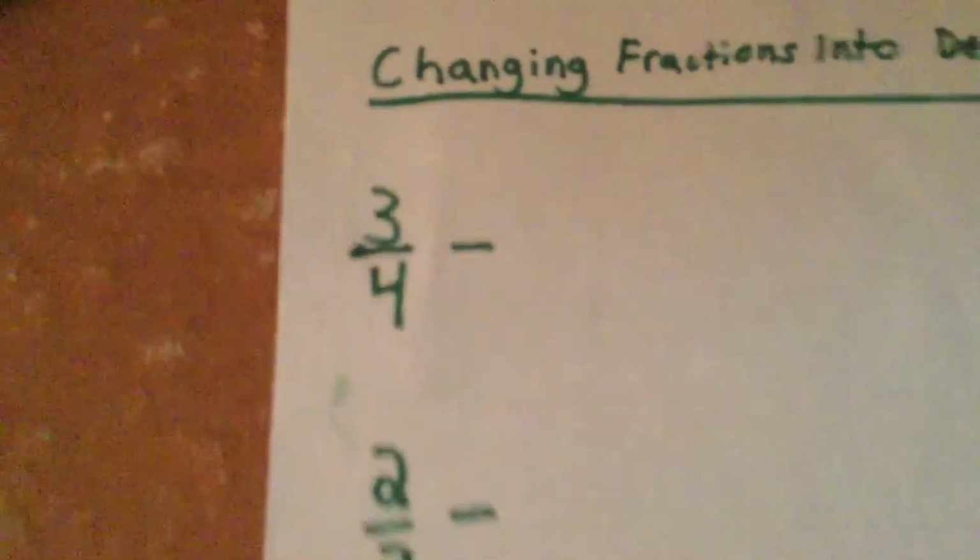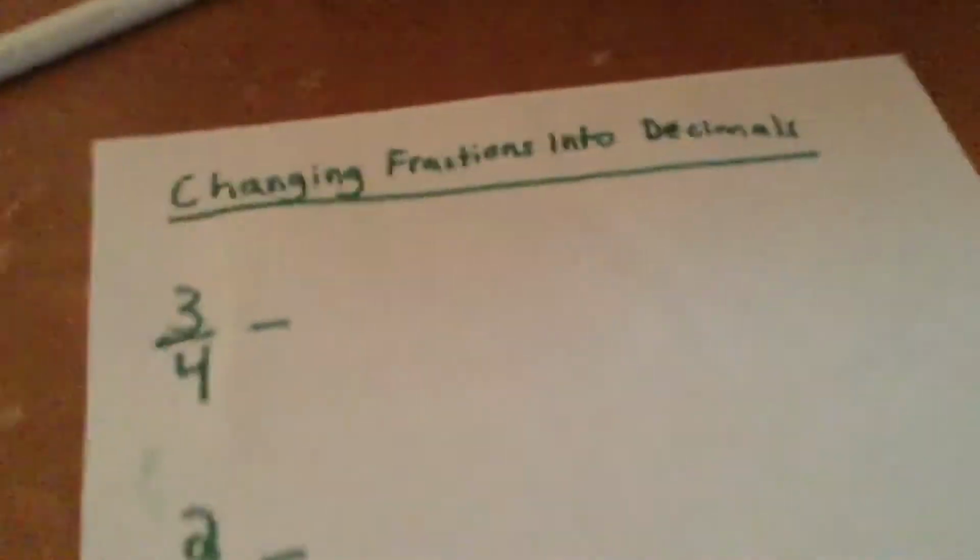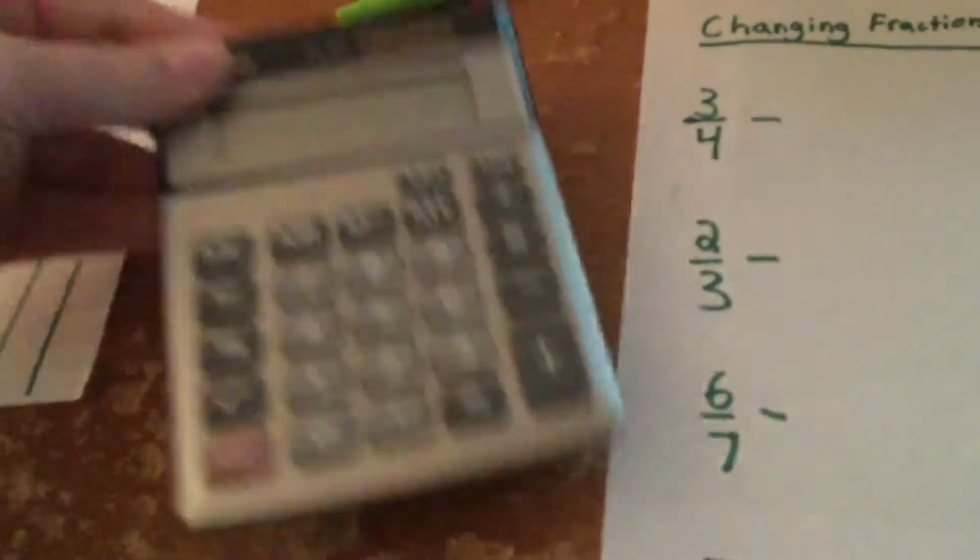So here I have a few fractions, and what we need to do is divide the numerator, which in this case is 3, by the denominator, which is 4. You could just use a calculator, but let's not do that. I'm going to show you how to do the long division.